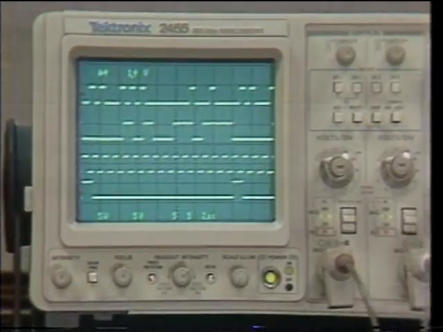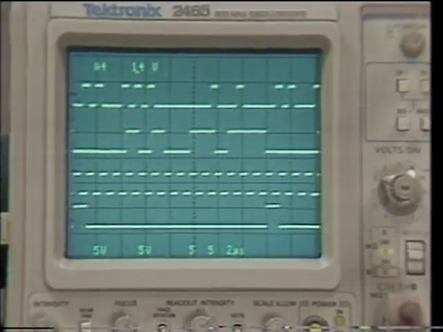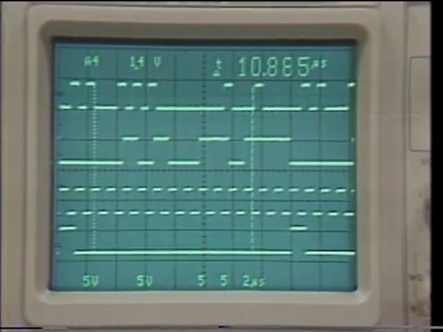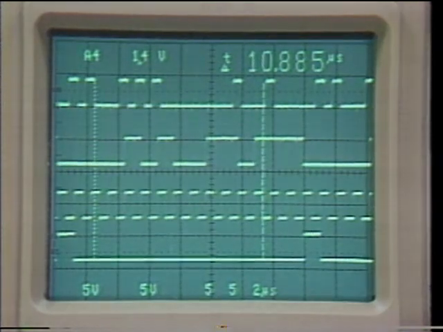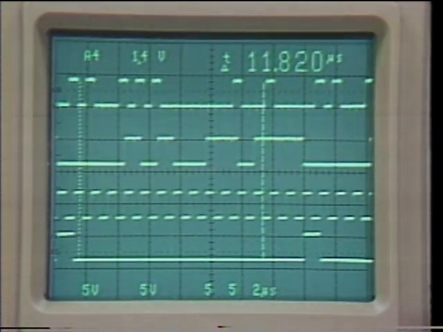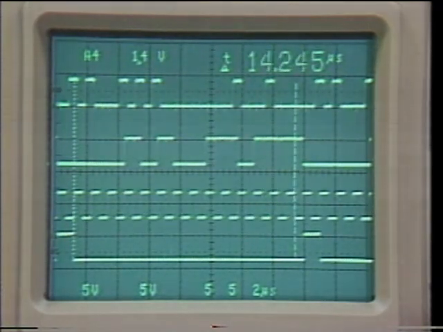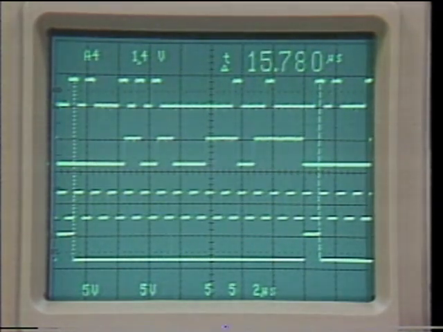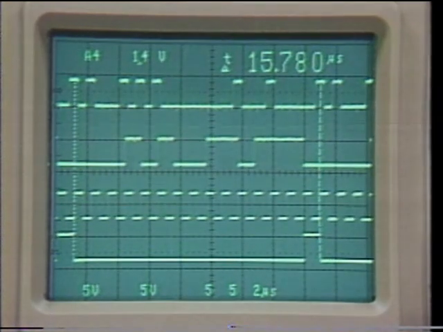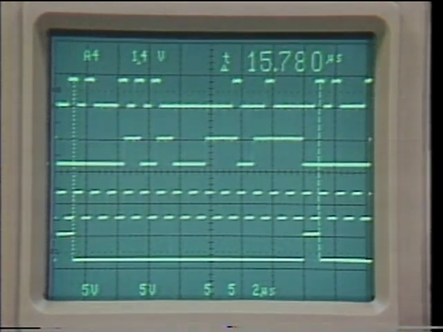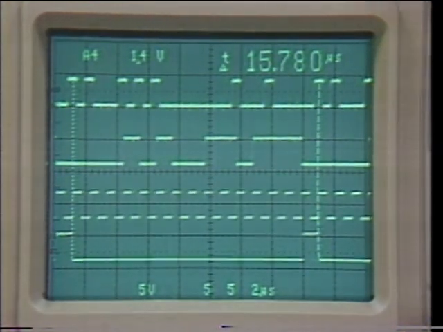First of all, let's make a very simple measurement using delta time cursors. Let's measure the period of the signal on channel 4, which is at the bottom of the screen. Very simply, we have 15.78 microseconds. Now, for a better view of that, let's first of all remove the other channels.